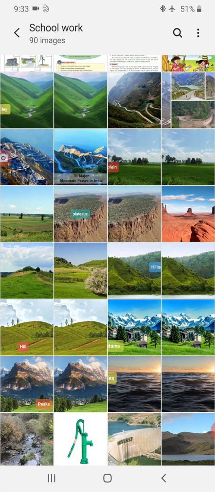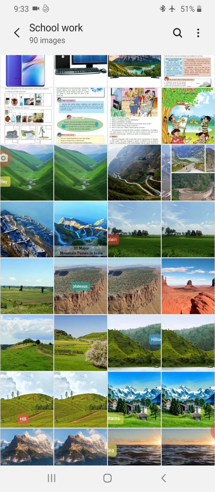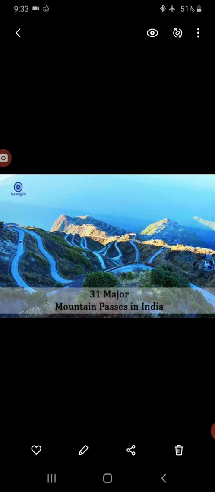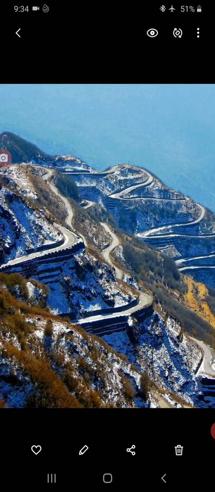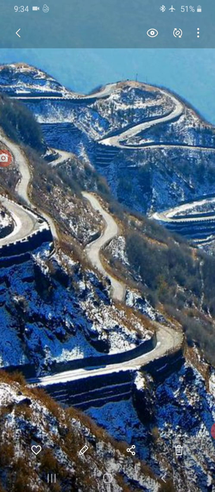Next is passes. What is a pass, children? A pass is a gap or break in high terrain such as a mountain. We can travel through passes. These are the passes you can see on the mountain. A pass is formed when a glacier or stream erodes the land between areas of higher mountain. Passes often provide the easiest routes for people to travel across steep mountain ranges, so it helps people for traveling purposes.